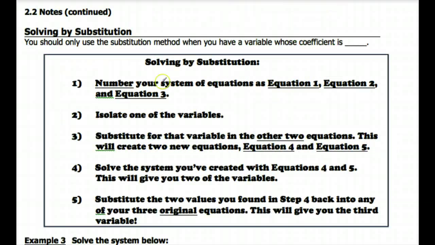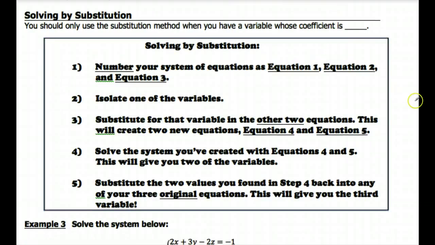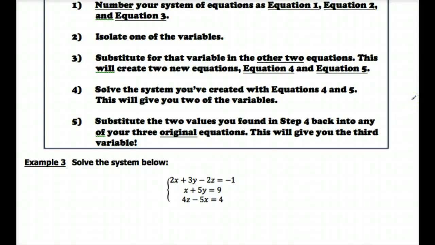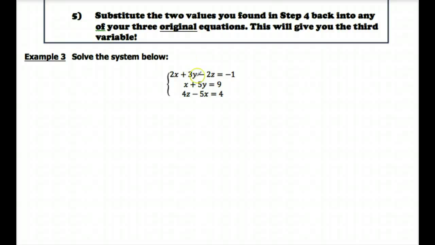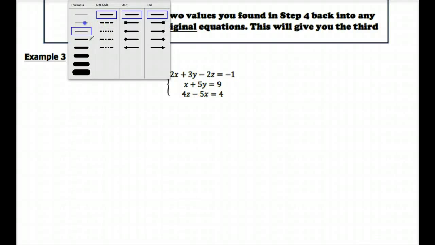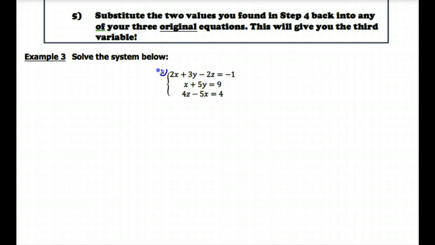Okay, last problem. Sometimes it might be better to use substitution rather than elimination when you're solving a three-variable system. So I'm going to show you a problem where you can use substitution as well. So for example 3 here, if you look at your three equations, again we're going to number those 1, 2, and 3. You notice equation 2 is missing a z, and equation 3 is missing a y.